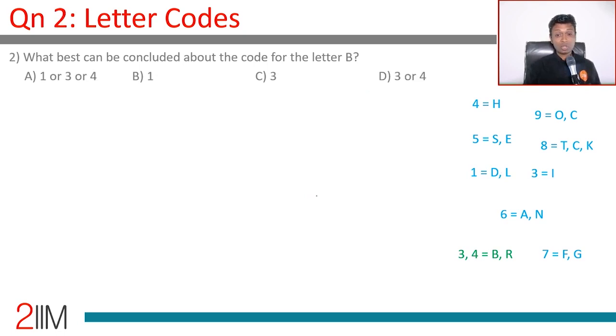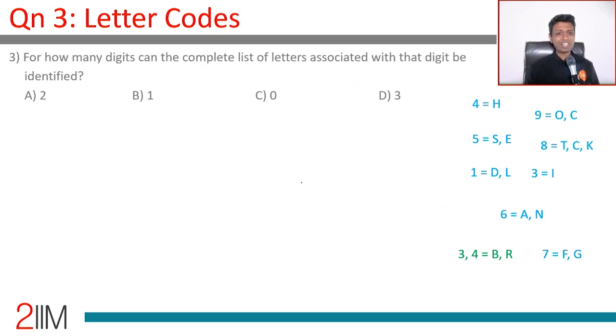What best can be concluded for the letter B? B is either 3 or 4. Done. For how many digits can the complete list of letters associated with that digit be identified?